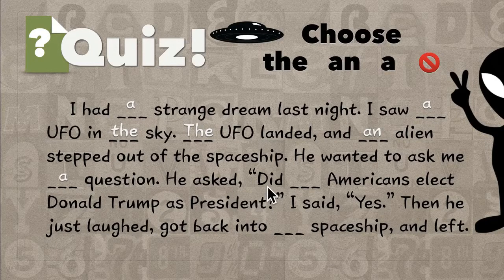He asked, did, this is difficult, ladies and gentlemen, Americans, are we talking about some Americans? All Americans? I think all Americans. So with all of something, we use no article. Did Americans elect Donald Trump as president? I said, yes. Then he just laughed, got back into the spaceship, and left. The is the same thing as UFO. These are the same things. And again, it's specific. It is the 1, 2, 3, 4th time we talked about something. So we need the.